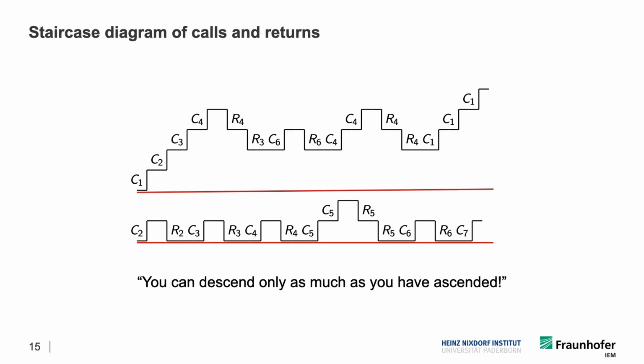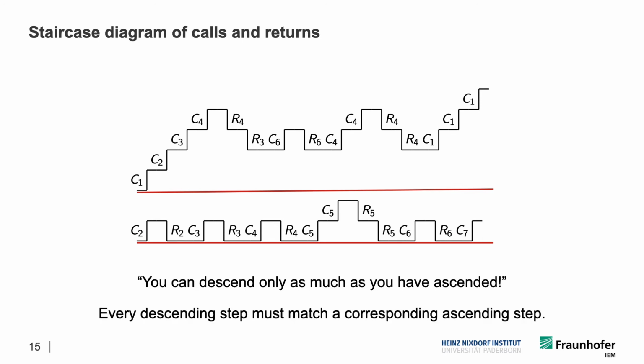But there's one important rule that we can only descend as much as we have ascended, right? So basically it means when your call stack is empty, you obviously cannot return anymore, right? So in a regular Java program, for instance, you cannot return past the main method. That wouldn't really make any sense. And so that's another rule that has to apply to these diagrams. And also what I already said, right? So every descending step here must match a corresponding ascending step. Okay.